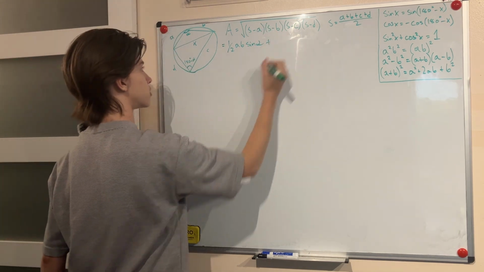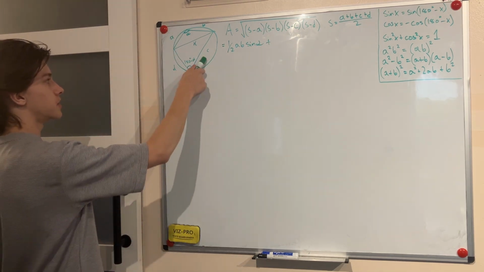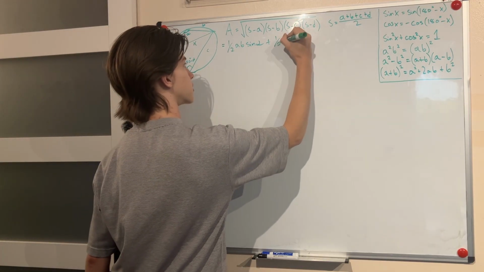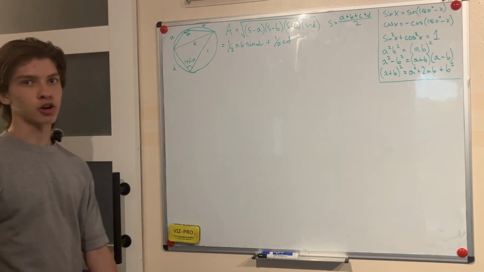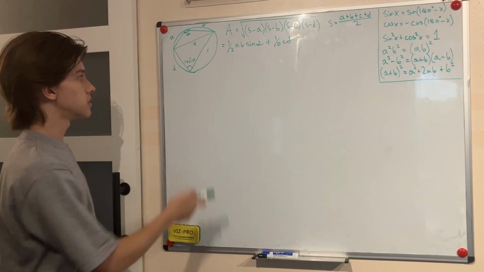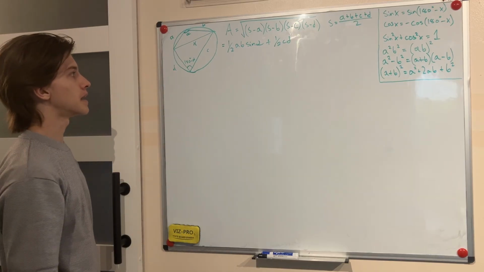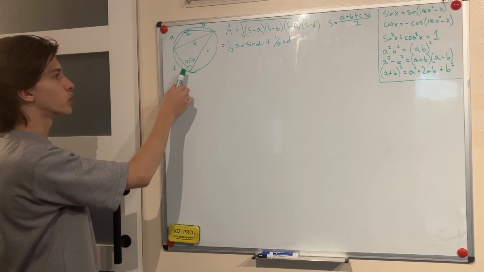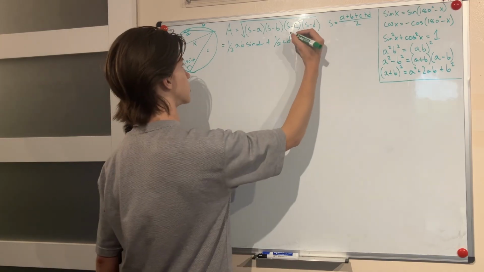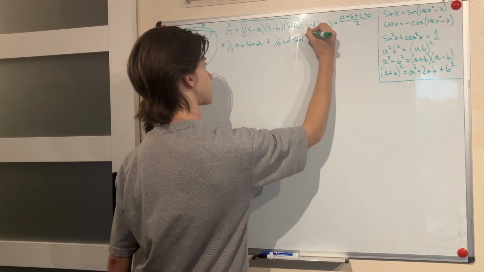And we're going to have the other one. It's going to be the same thing, 1/2 CD times... And remember again, property of a cyclic quadrilateral is that the opposite angles are supplementary. So this is going to be sine of 180 degrees minus alpha.